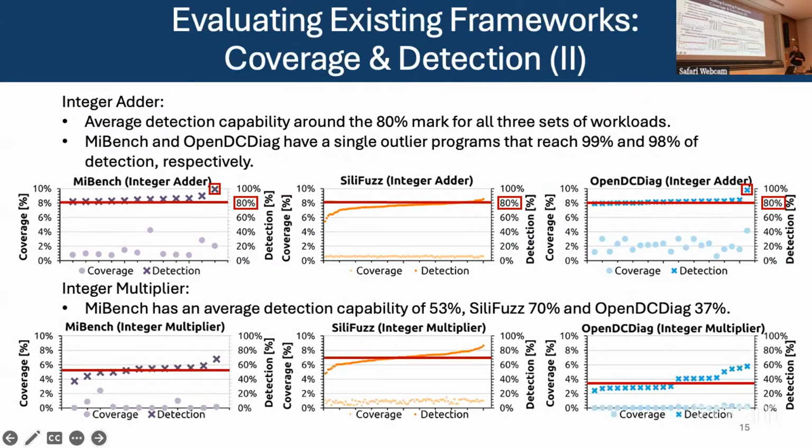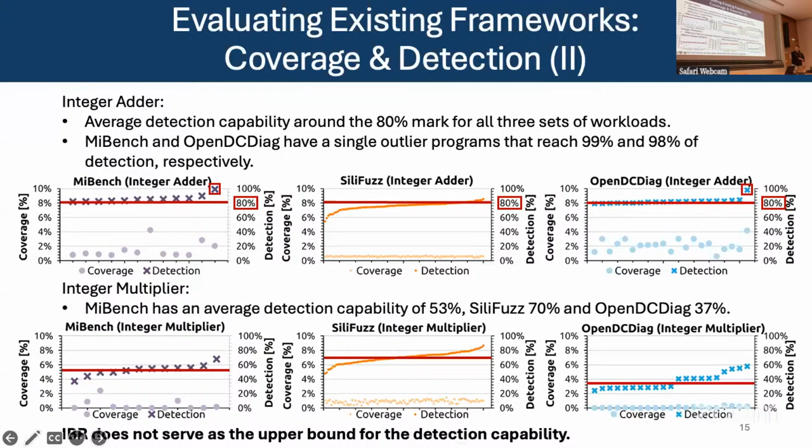And for the integer multiplier, detection capability varies a lot between all three frameworks, with 53, 70, and 47% respectively. And here again, what's important to notice is that IBR does not serve as the upper bound for the detection capability.